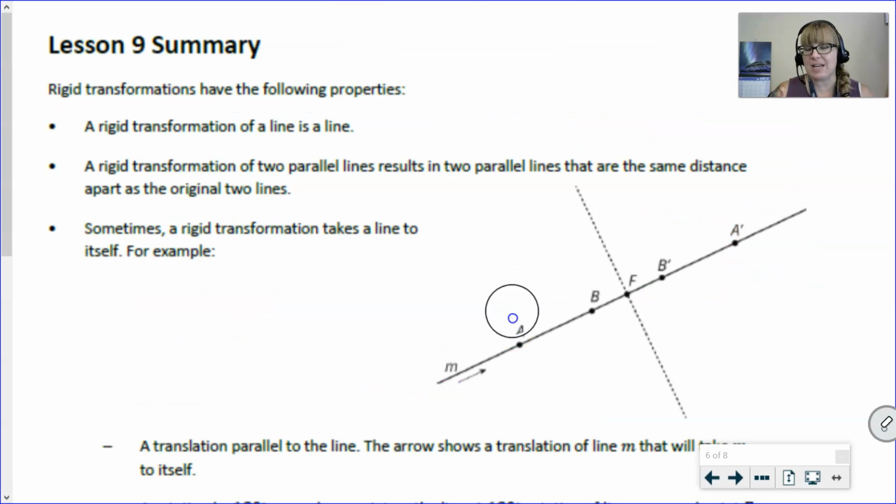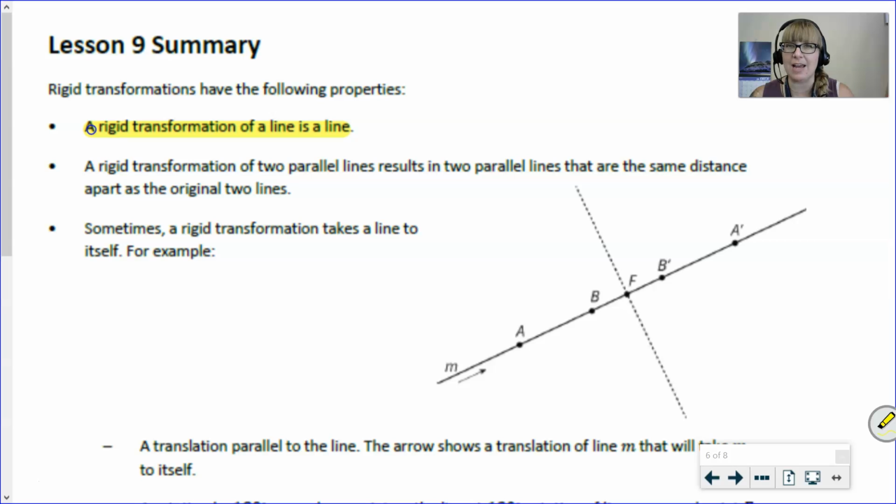And now it is time for our lesson summary, so I'm going to start highlighting. What we saw is that any rigid transformation, rotation, reflection, or translation, will all take a line to a line. That means if I have a line and I rotate it, it still is going to be a line.